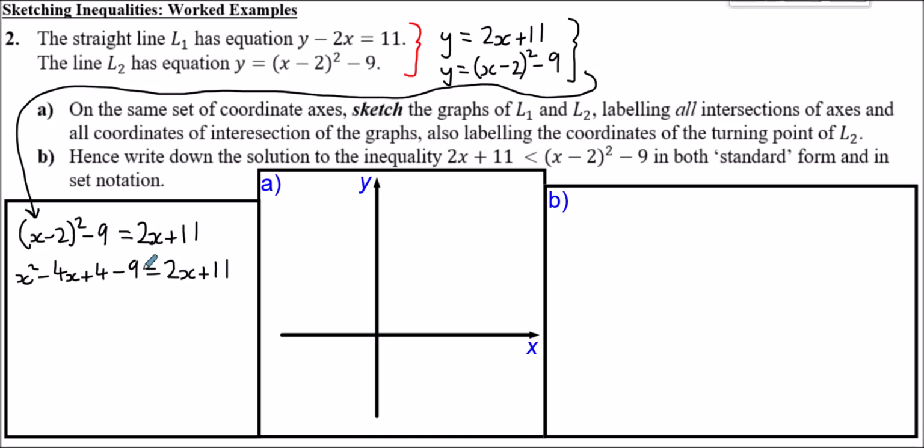If we now subtract 2x from both sides and subtract this 11 and simplify, what we'd get is x² − 6x. Just pause for a moment. 4 take 9 is minus 5. So if we subtract a further 11, minus 5 minus 11 becomes minus 16. This will now factorize. So two numbers that multiply to give minus 16, yet when we add them give us minus 6. That's going to be positive 2 and negative 8.